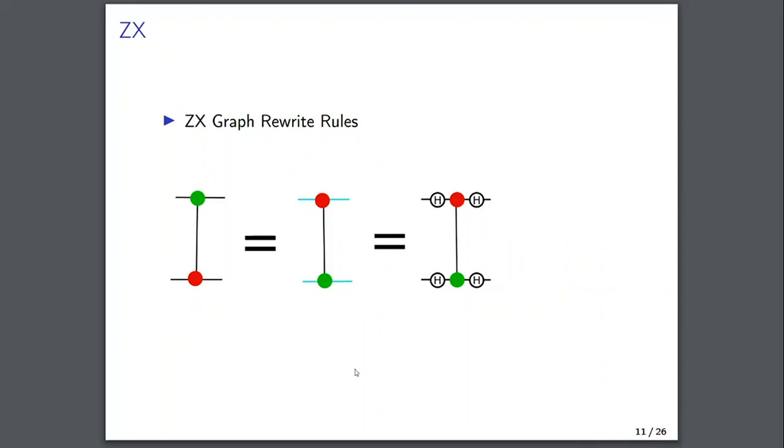So just a quick look at what ZX actually looks like. ZX just consists of nodes and wires. Each node represents a gate. Each wire either consists of an input-output. So a wire from the left to the right says this output feeds to the next output. We can also make these blue, which represents a Hadamard gate, which you can think of as a quantum Fourier function.